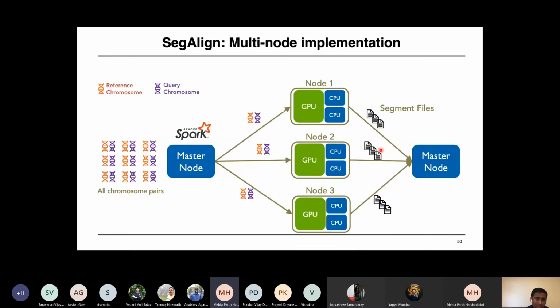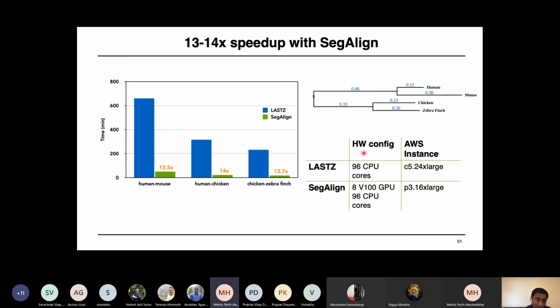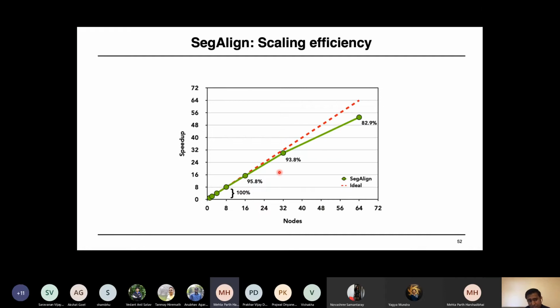And we also have a multi-node implementation, which means that you're not just processing on a single server. This, by the way, was done using Apache Spark on Amazon Web Services. And you can easily parallelize this particular application and get results really fast. But the bottom line is that our implementation resulted in a 13 to 14 fold speedup over the state of the art LASTZ tool, as you can see here. And we have achieved pretty good scaling efficiency as well. Even if you increase the nodes to 64, we still see more than 80% scaling efficiency.